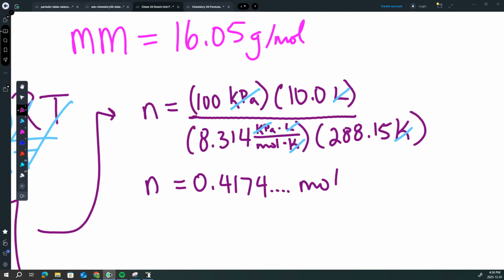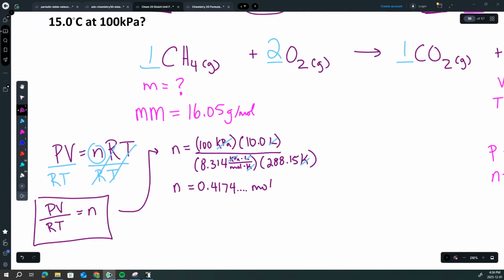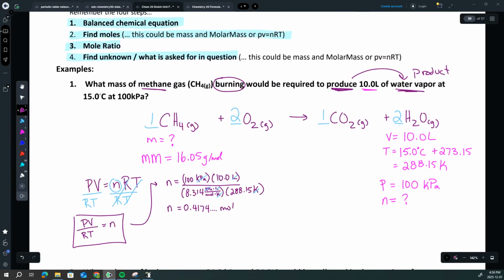So remember, the ellipsis just means that I'm not rounding, the number keeps on going, but I don't want to write the entire thing. Okay, that's all that means. I am still using this entire number when I do future calculations. Okay, so that is step number 2 done.